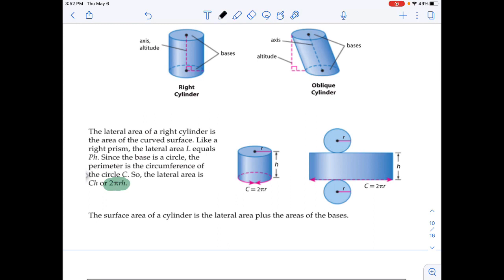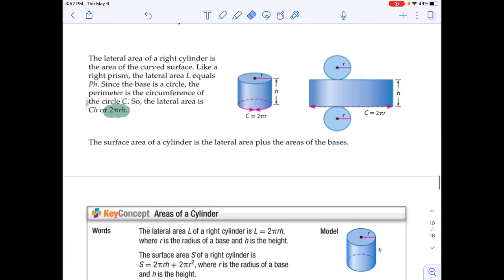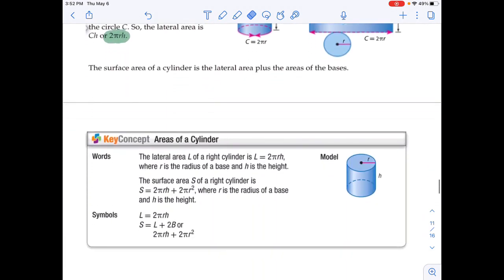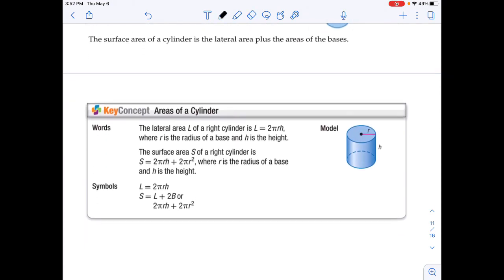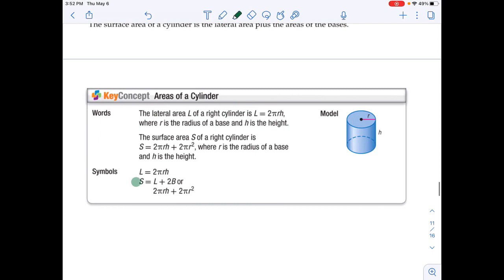So notice if you take a cylinder and break it apart into its net, it's a rectangle with 2 circles. You could fold that shape into a cylinder. So you have to find the perimeter of the circle and then multiply it by the height. And then the surface area of a cylinder is the lateral area plus the areas of the 2 circles. So we can use this equation for our surface area and this one for our lateral area.